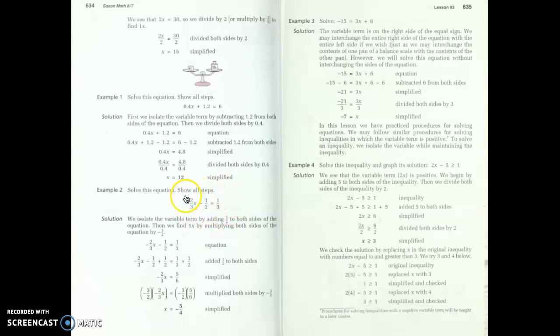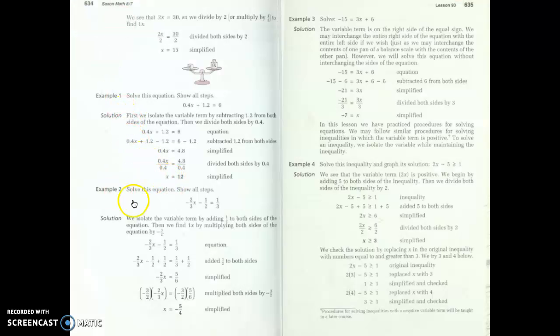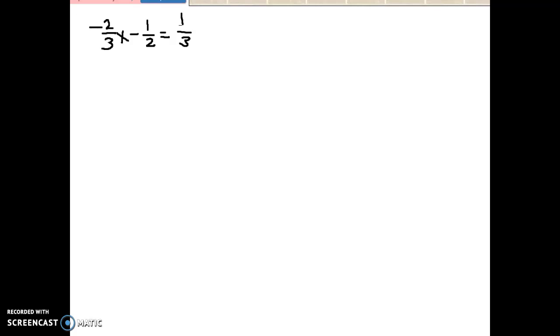So Saxon loves to do equations with fractions because sometimes fractions can look scary, but really it's the same process over and over and over again. So I'm going to open up that whiteboard. Let's go ahead and do it. So hold on. So here is the problem from example 2. Right here, I put it on our whiteboard, and we're going to apply the exact same steps, even with fractions.